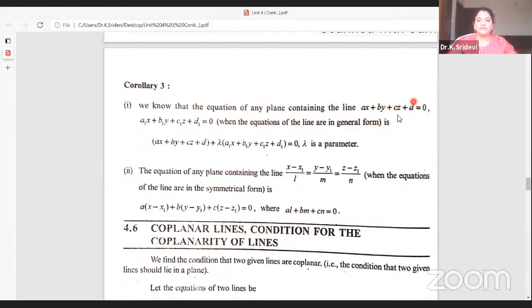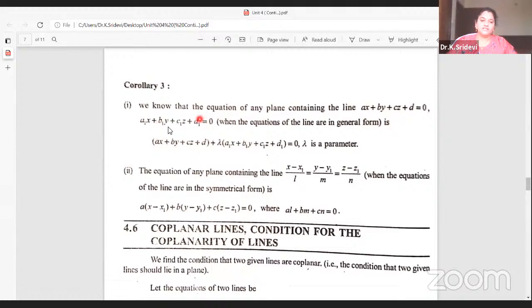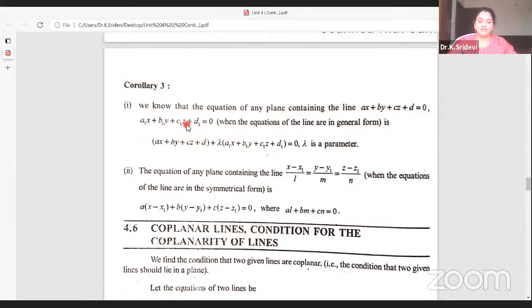So what is this one? This is the equation of a plane, and this is another equation of a plane. Those are non-parallel planes. If you take these two planes together, we can say that these two planes are the equations of the straight line in general form, or unsymmetric form. So the straight line lies on these two planes. When the given straight line is in this form, we can find the equation of any plane containing this line like this.